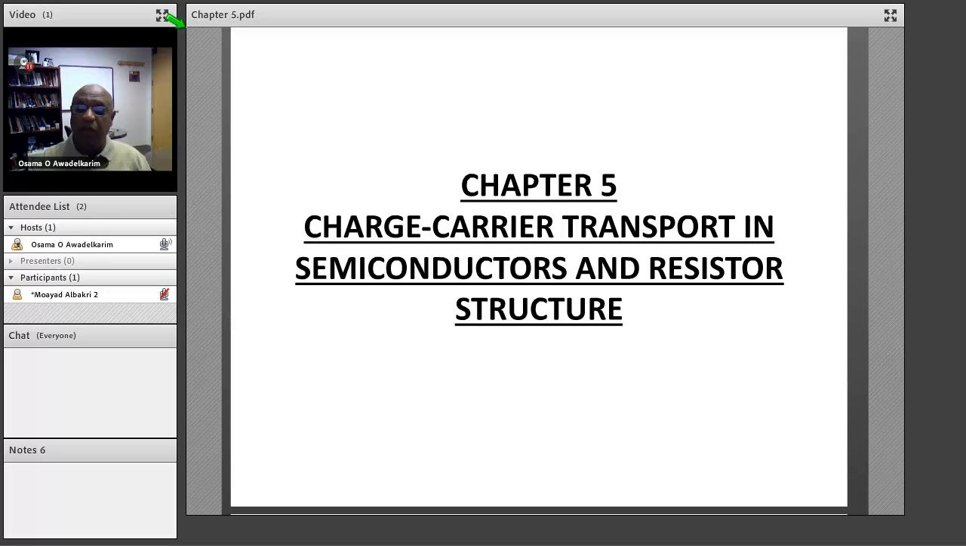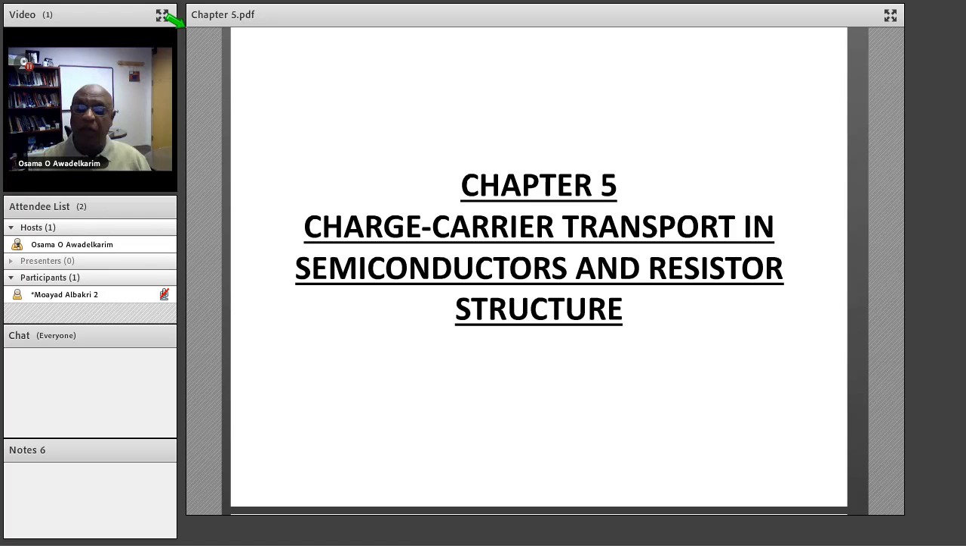Okay, so today we start chapter 5, which is charge carrier transport in semiconductors and the resistor structure. So, indeed, this is the first chapter where we actually use the theory that we have learned so far and form the first device structure. And the first device structure that we're going to start with is the resistor structure.